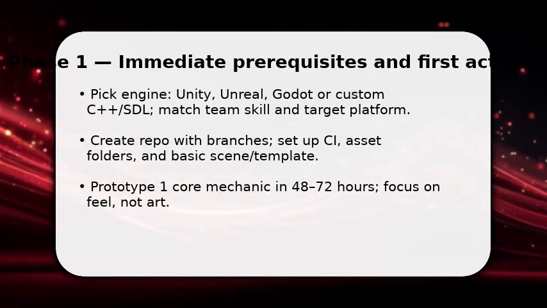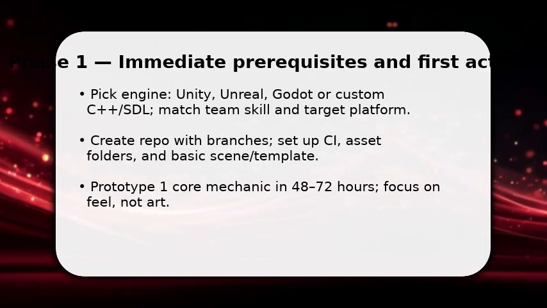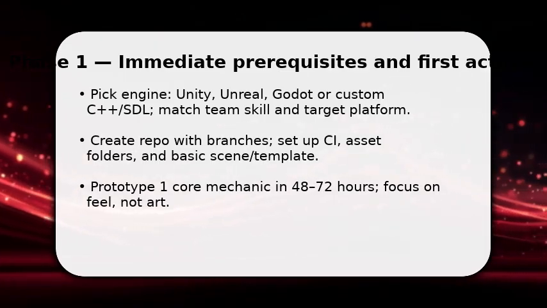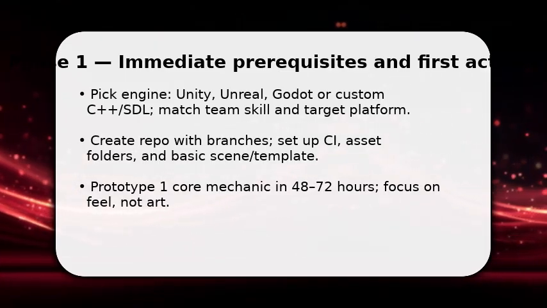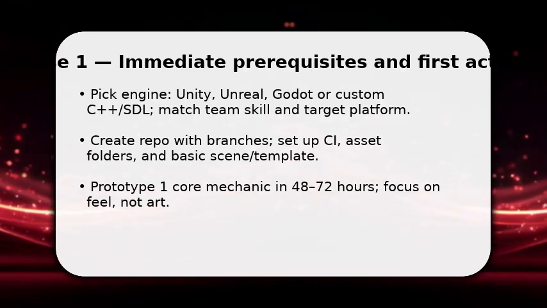Make a tiny prototype in 48 to 72 hours that proves the core mechanic, a single playable loop. This forces trade-offs early. Make sure to log decisions and playtest immediately. Quick feedback steers the rest of development.